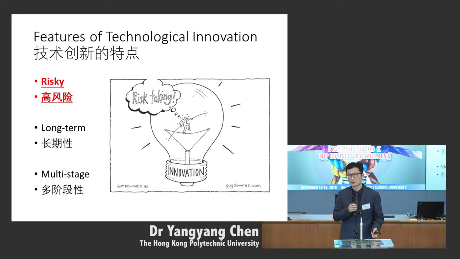Highly risky means that there's a high probability of failure. Maybe 90% probability of failure, only 10% probability of succeeding, or even 99% probability of failure. So it's highly risky, and it's long term. It takes years, and it's complex and multi-stage.